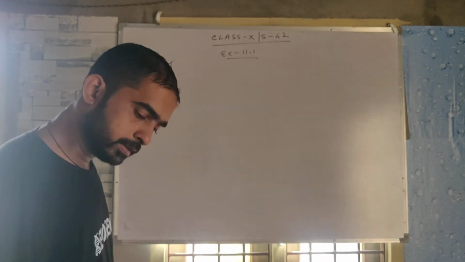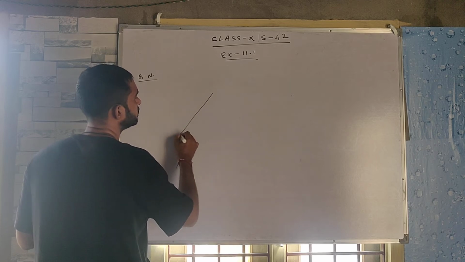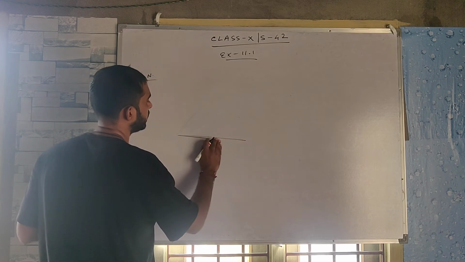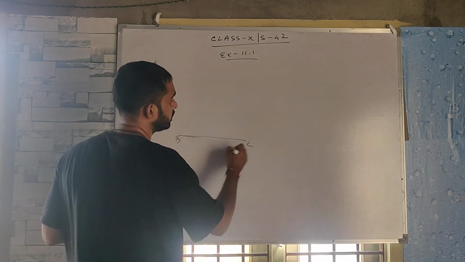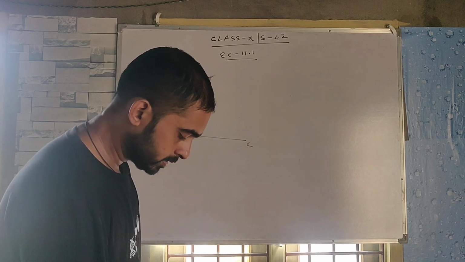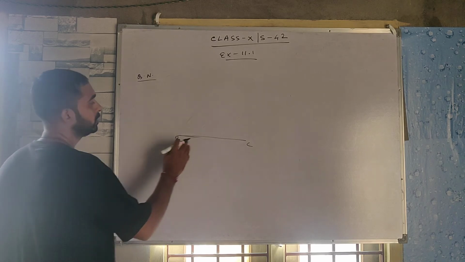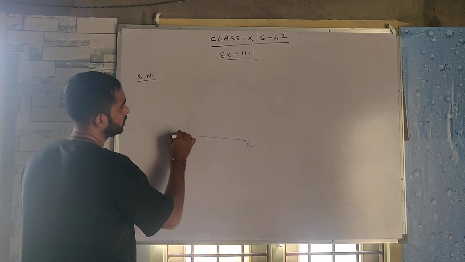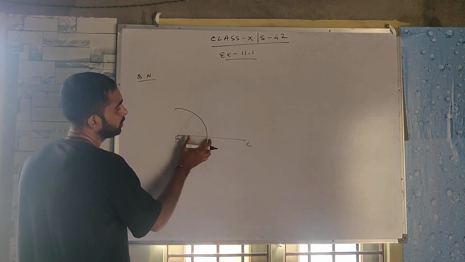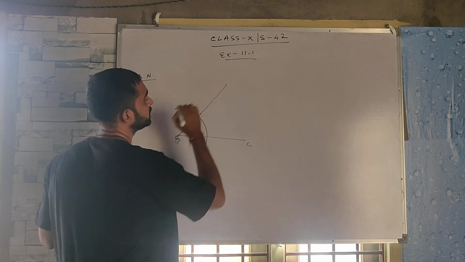Draw a triangle ABC with side BC equals 6. First, draw the base BC equal to 6. Then what is the angle ABC? ABC equals 60 degrees. So we will use the compass to draw the angle ABC. Put the compass here, draw an arc. With the same measurement, put the compass here and draw an arc. So this will be 60 degrees.